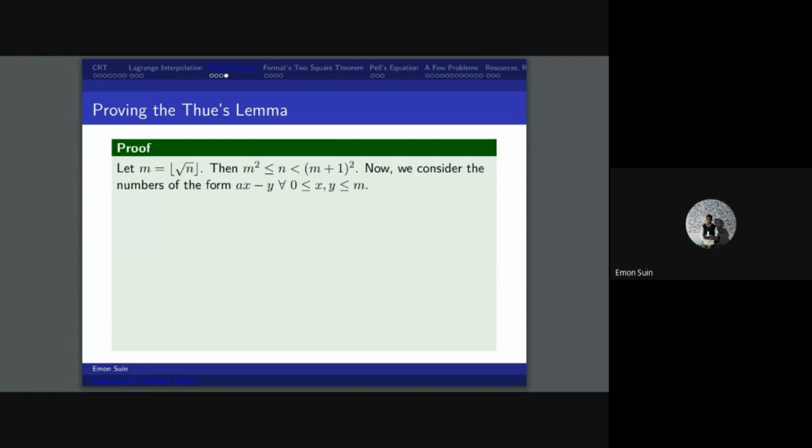So, could anyone not understand why this is happening? Just speak out. I will just repeat it once more, no problem. Basically, I will repeat once and move on. x can take any value from 0 to m, and y can also take any value from 0 to m. That means x has m plus 1 possible values and y has m plus 1 possible values, and therefore you get m plus 1 whole square ordered pairs x and y.